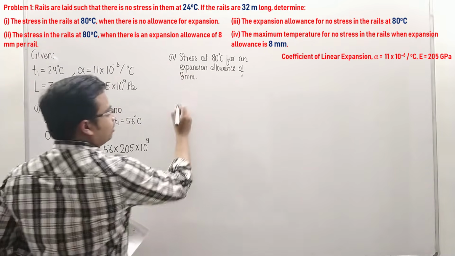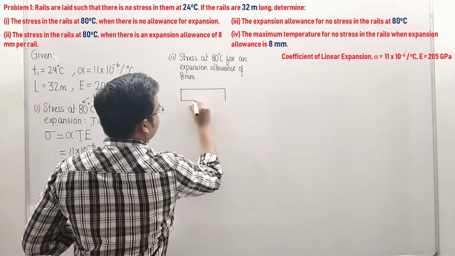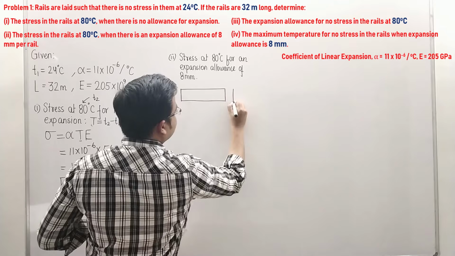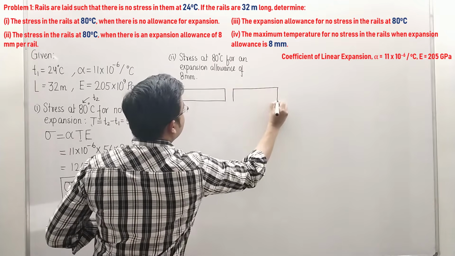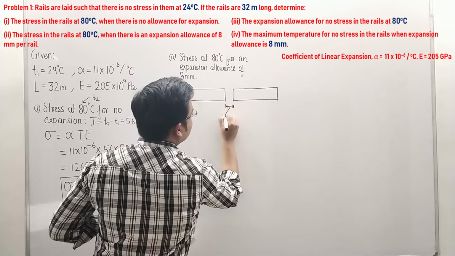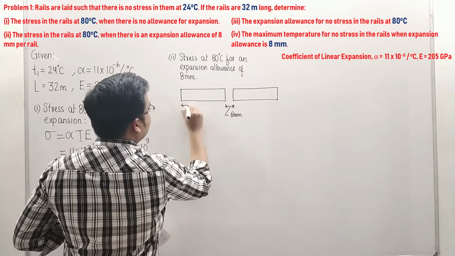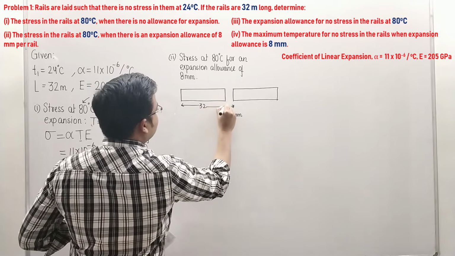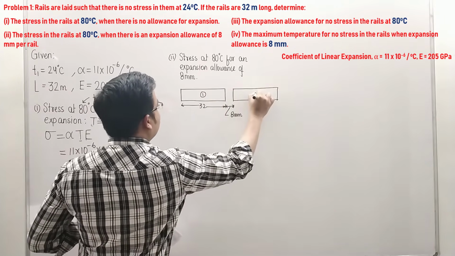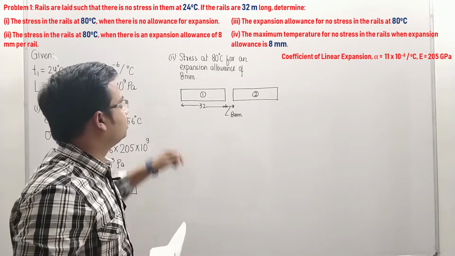So the case is something like this. There are two rails, one over here, let's say, and the second rail is here, and in between those two rails the allowance is how much? This over here is 8 millimeters. Now this distance is how much? That is 32. That is the length of each rail, rail 1 and rail 2. Both of them are made up of steel.